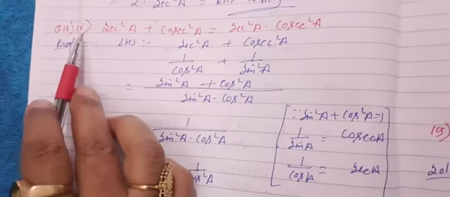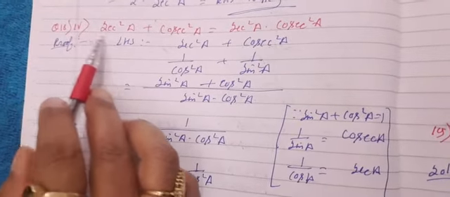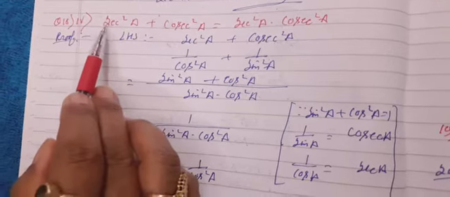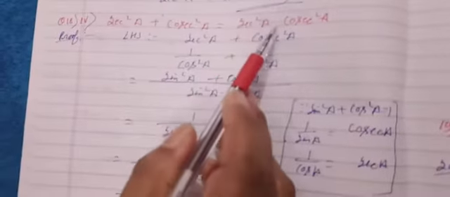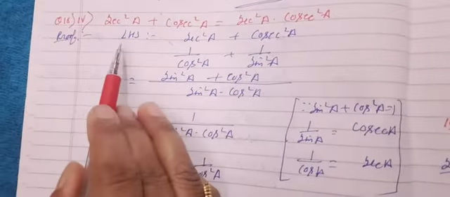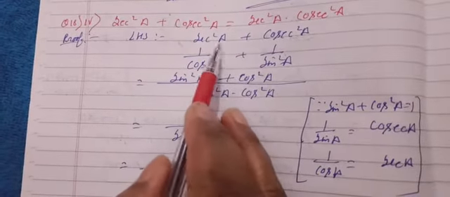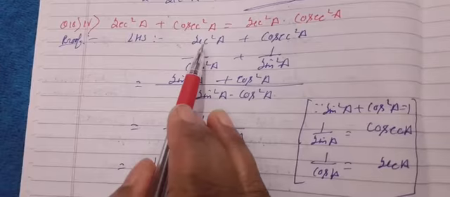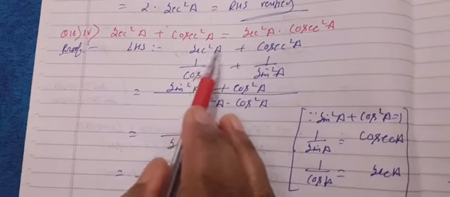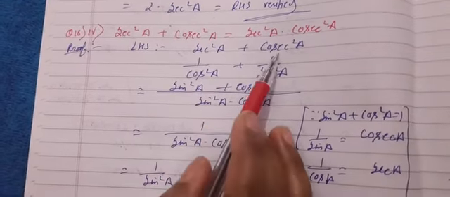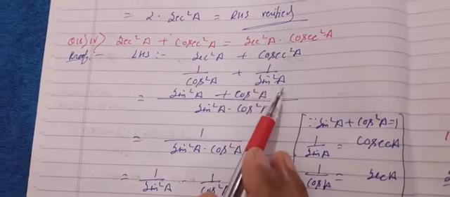Question number 16, fourth sub question. We need to prove that sec square a plus cosec square a is equal to sec square a into cosec square a. Let's see. I have started from LHS. Just complete the equation from LHS: sec square a plus cosec square a. Converted sec square a into 1 by cos square a and cosec square a into 1 by sin square a.